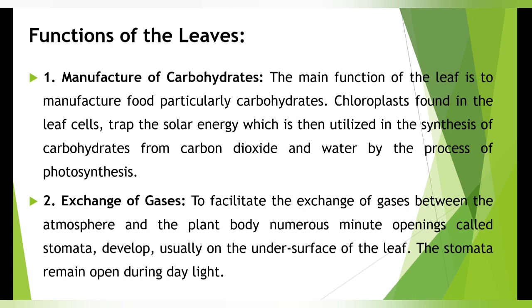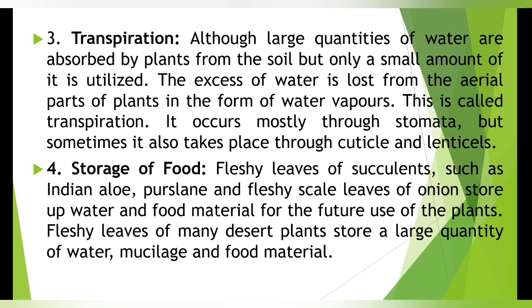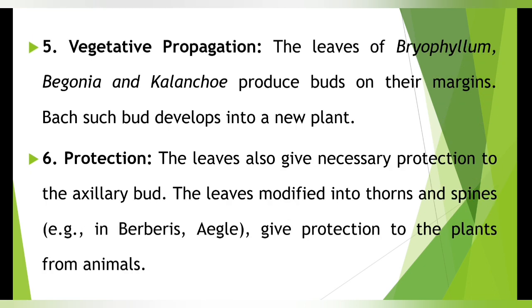Then exchange of gases, as they bear many stomata on their epidermis, they help in gaseous exchange. Then transpiration through their stomata. Then storage of food, many fleshy leaves, for example succulent plants. In aloe vera, they store water. Onion also stores water and food material. So these are some leaves which help in the storage of food and water. Then sometimes it helps in vegetative propagation, as in Bryophyllum, Begonia, Kalanchoe. Then protection. Leaves also give necessary protection to the axillary bud. The leaves modified into thorns and spines give protection to plants from animals.